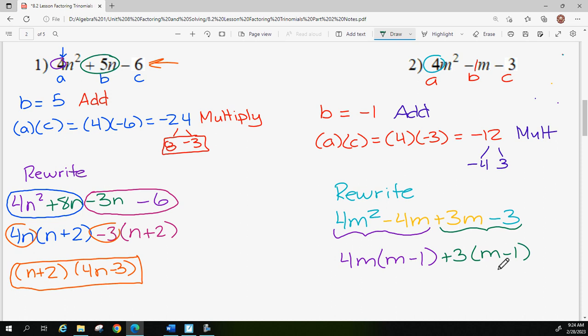You can see both of these have m minus 1 in parentheses. That's one of our two factors. Our other factor, we're going to take the things in front, 4m and plus 3, and that is our other factor.